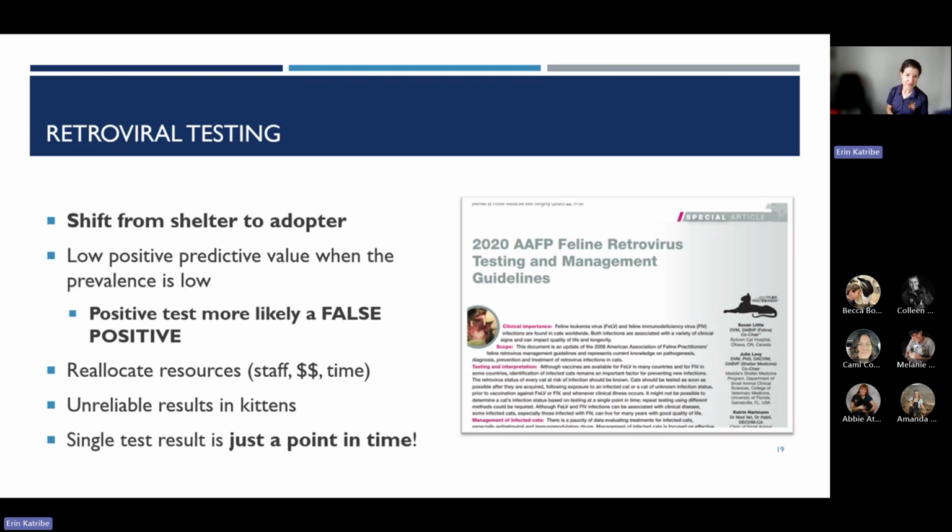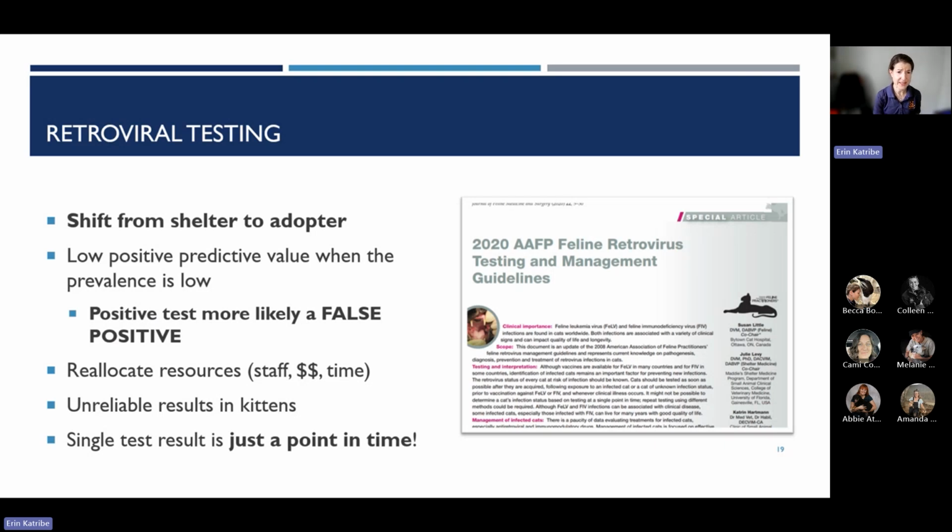And so could we reallocate resources for initial testing and for potentially any confirmatory testing that we wanted to do to other life-saving strategies? And again, resources in this context, not just dollars, but it's also staff, it's time, it's stress on the cats, right? And so there's a lot that goes into this.